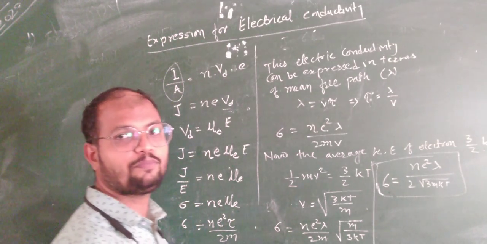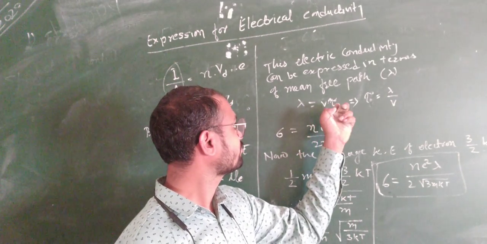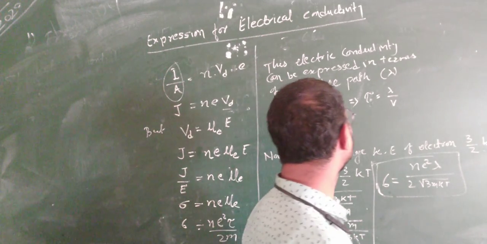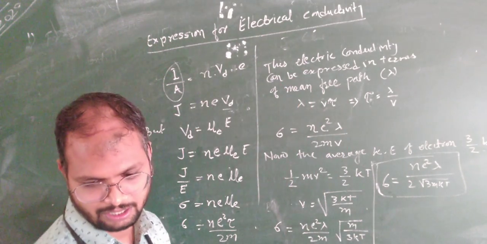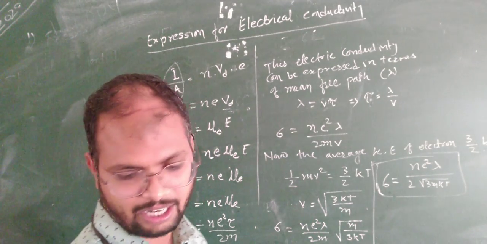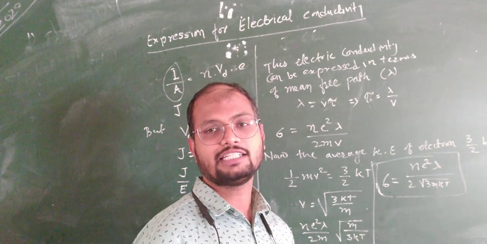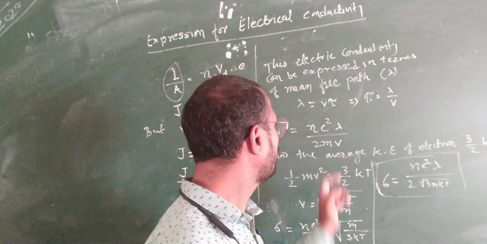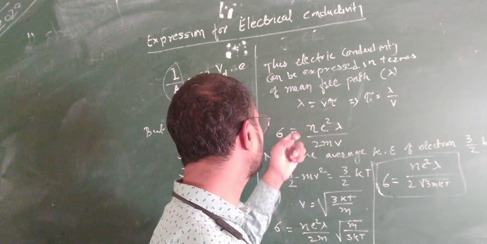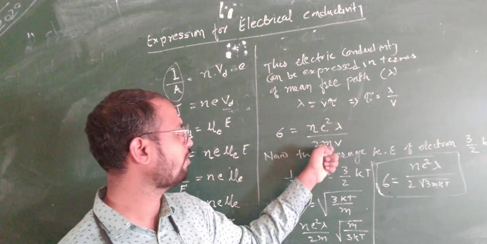What is the value of the mean free path? Lambda is equal to v into tau, where v is the average thermal speed of electrons in the absence of an electric field, and tau is the time period between two successive collisions. Therefore tau is equal to lambda upon v. Putting this value in this equation, we get sigma is equal to n e square lambda upon 2 m v.